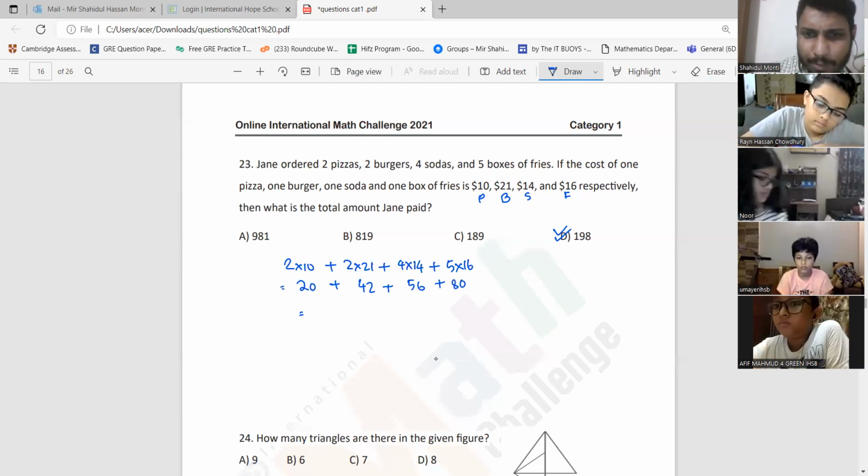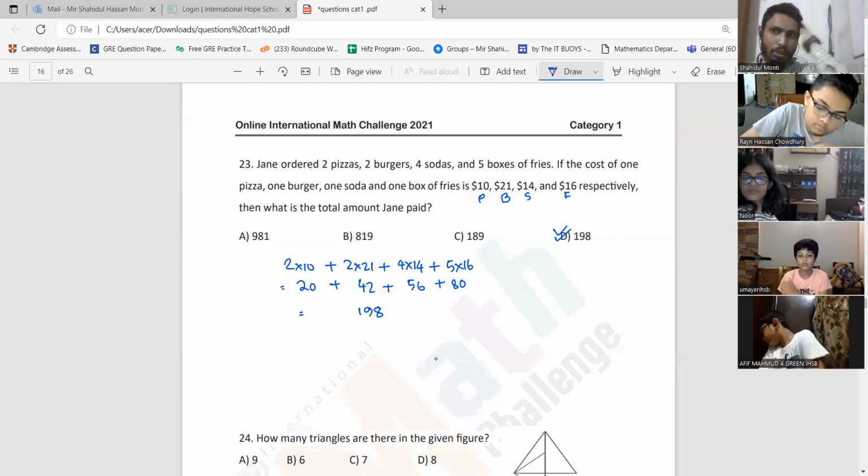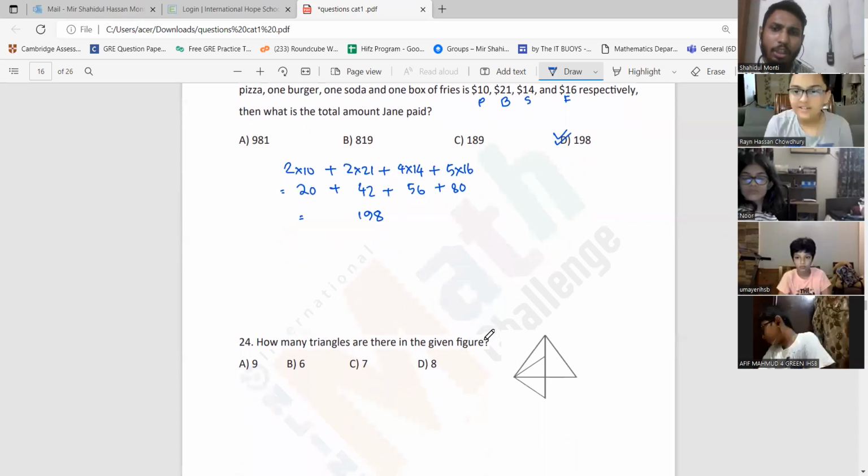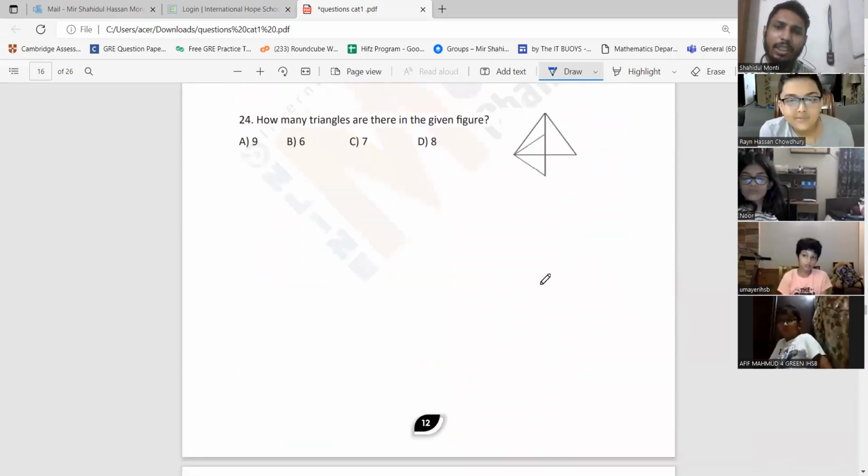If we add this up, we're going to get 198. So the answer will be 198. So she pays $198. So this is how we do question number 23. So now, question number 24.